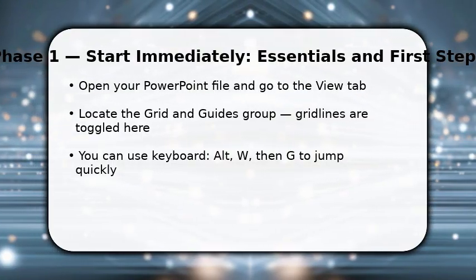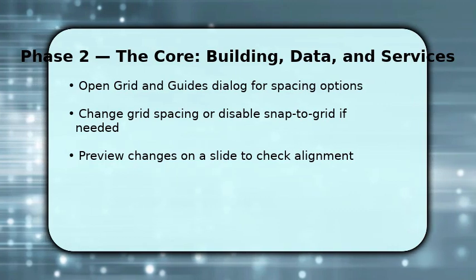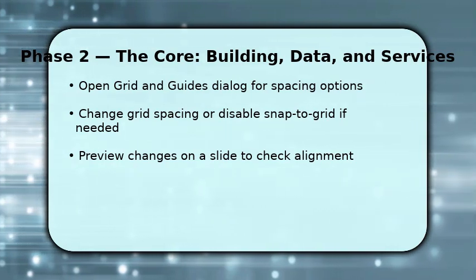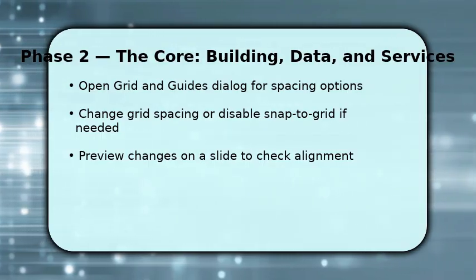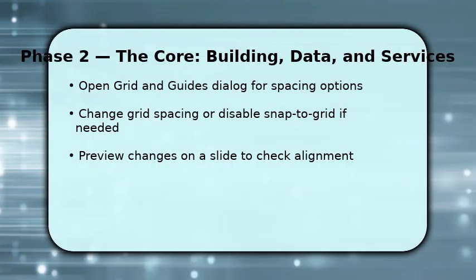Next, refine how PowerPoint handles alignment. Open Grid and Guides to adjust spacing or disable snap objects to grid if snapping interferes. You're changing these so elements still align visually while removing the overlay lines.